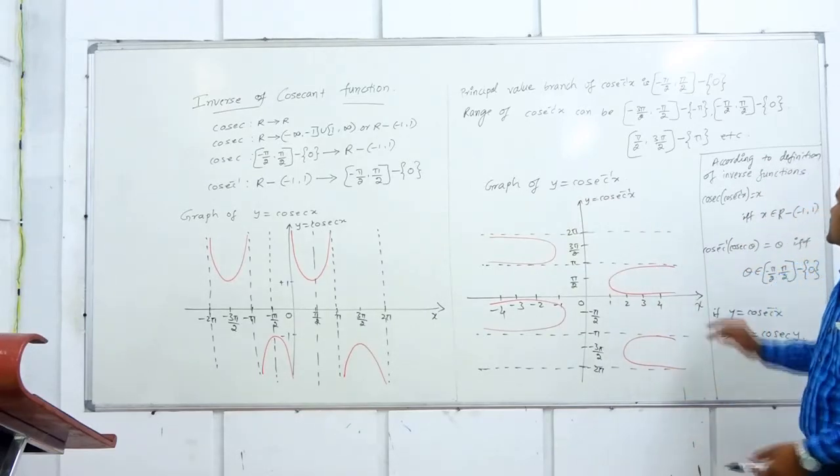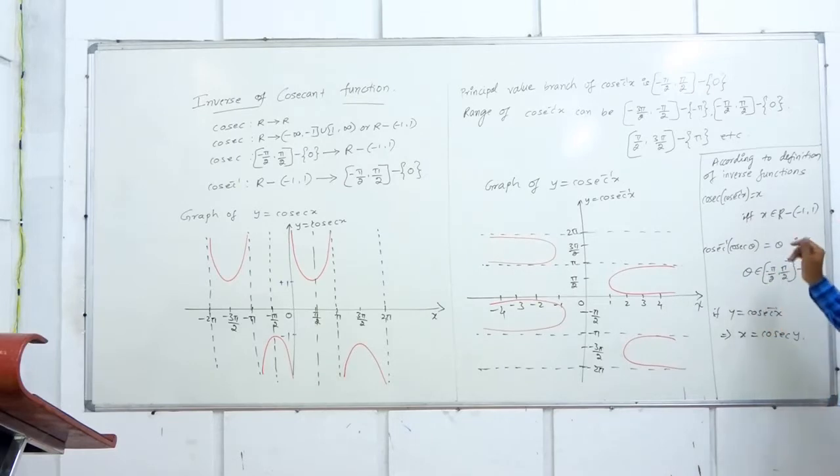And according to the definition of inverse of functions, cosec of cosecant inverse of x is equal to x if x belongs to the domain of cosecant inverse of x. What is the domain of cosecant inverse? All the real values except -1 to +1. Yes. If x belongs to this interval, then only you can cancel cosecant inverse.